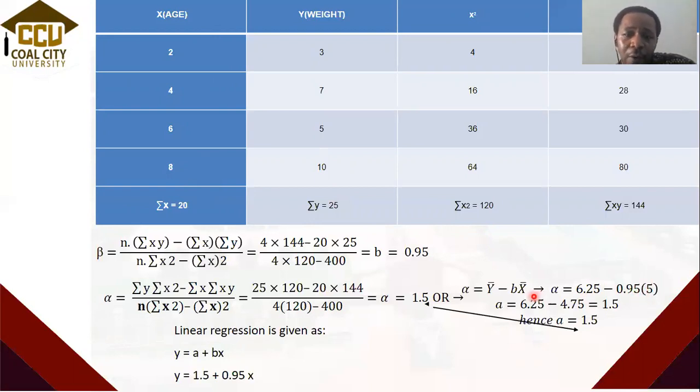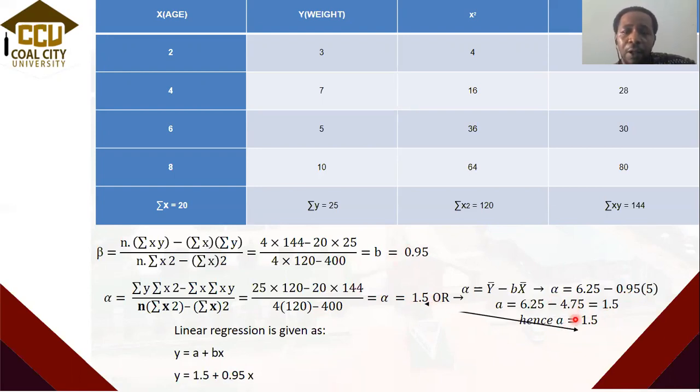Now you substitute further: 6.25, which is your y bar, minus 4.75. Remember, when you multiply 0.95 times 5, it gives you 4.75. So 6.25 minus 4.75 is equal to 1.5. Therefore, our alpha variable is 1.5.